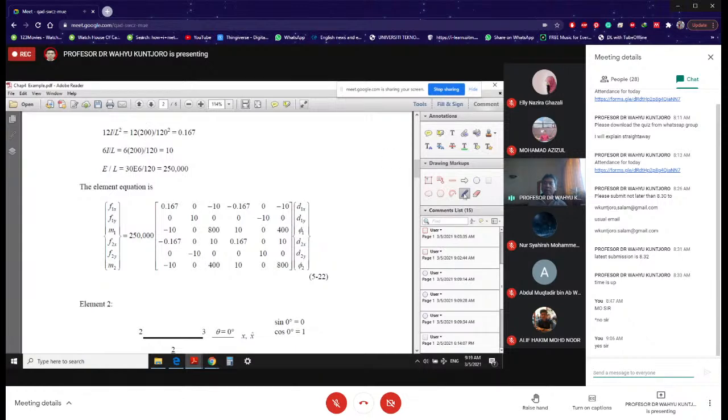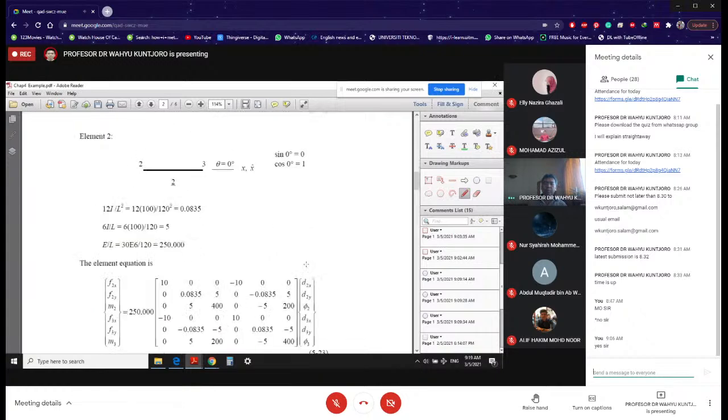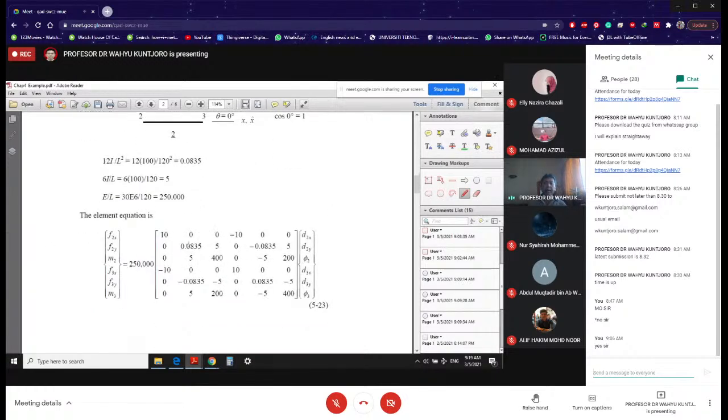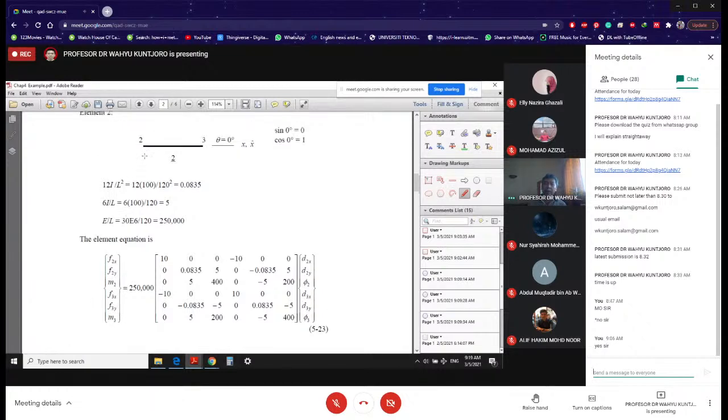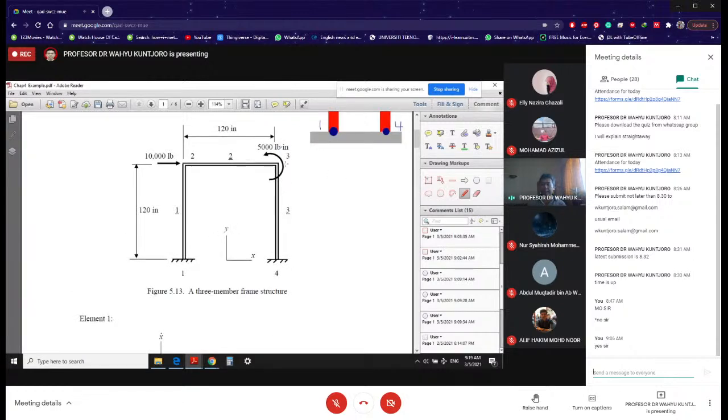All right, so because of that, then we have our element equation for element number 2, which is given over here. You see, I write F2, F2, M2, F3, F3, M3. Why? Because it is from 2 to 3. Finally, our element equation number 3, which is that element. It is vertical. We have node number 3 and node number 4.